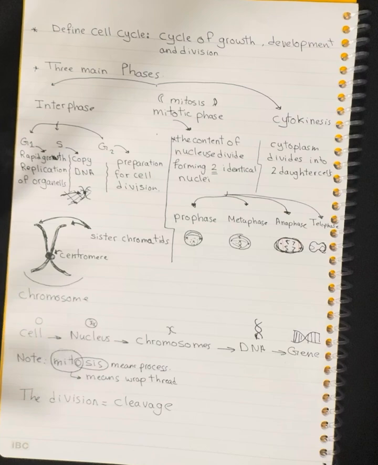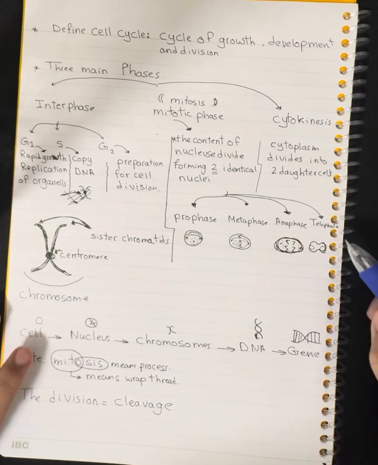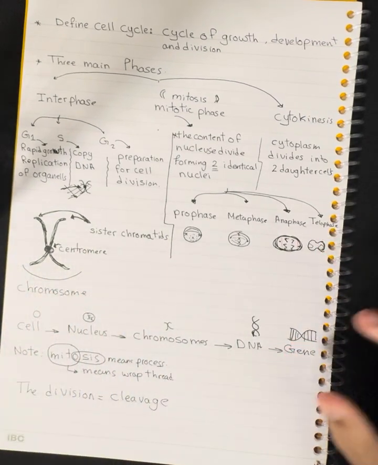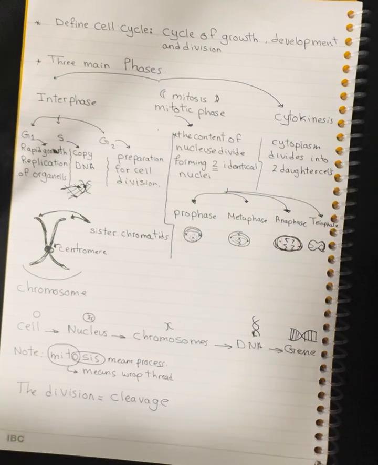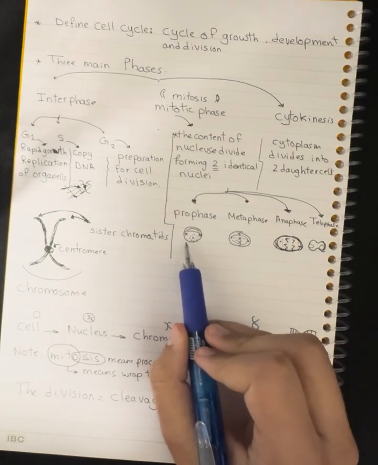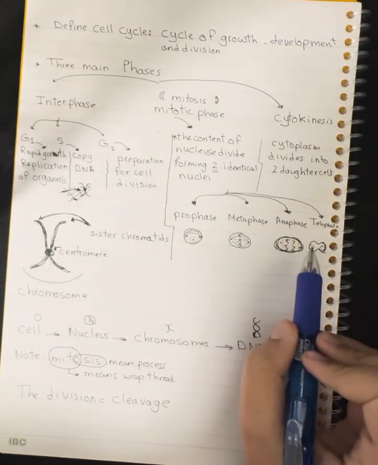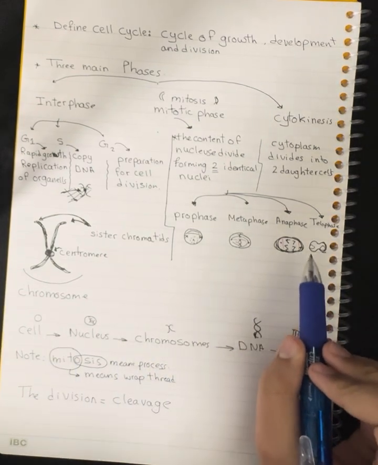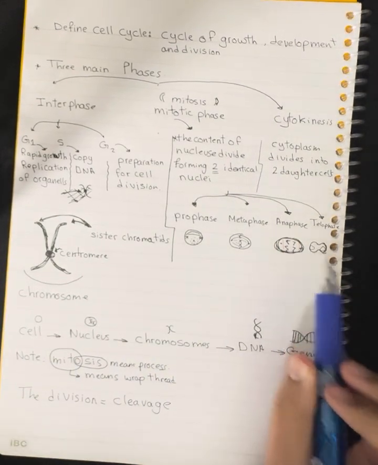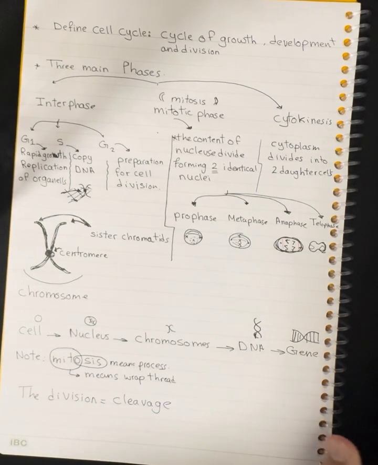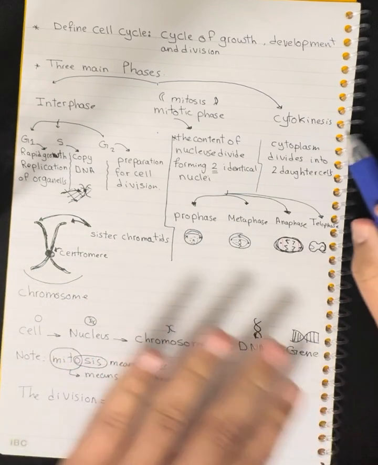The two identical nuclei get ready for the next stage, cytokinesis. I would like to define telophase first. So as I said previously, telophase is the opposite of prophase. This means in prophase, the chromatin condenses into chromosomes, but here the chromosomes decondense to chromatin. And the chromatin gets surrounded by nuclear membrane forming two identical nuclei. So let's move on to cytokinesis.